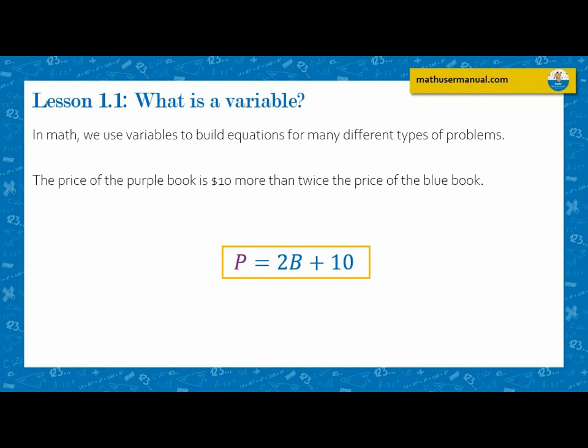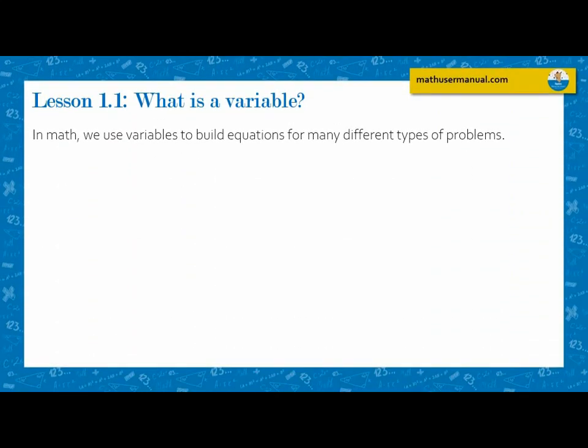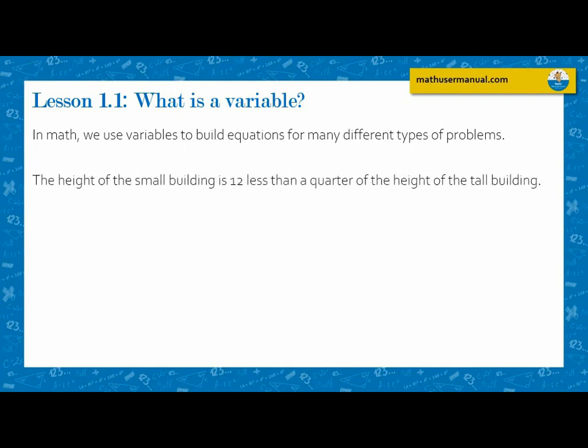For example, if the blue book is $5, 2 times 5 is 10. Then we add the other 10 from the plus 10, and we get that the purple book will be 20. And no matter the price of the blue book, we can replace it for B, and we will get a price for the purple. But let's do another example. It does take practice to convert these word problems into equations. So let's do another example.